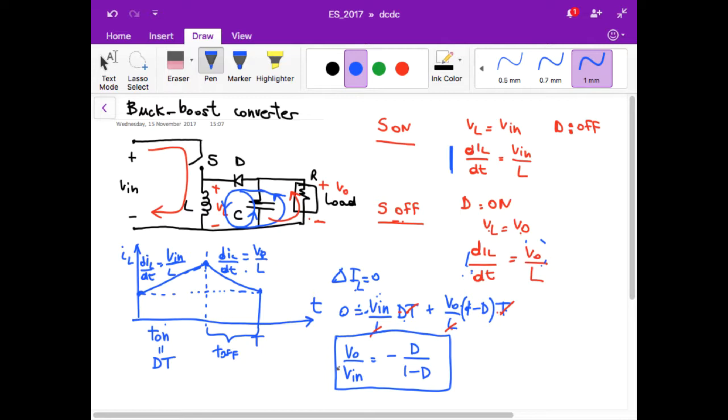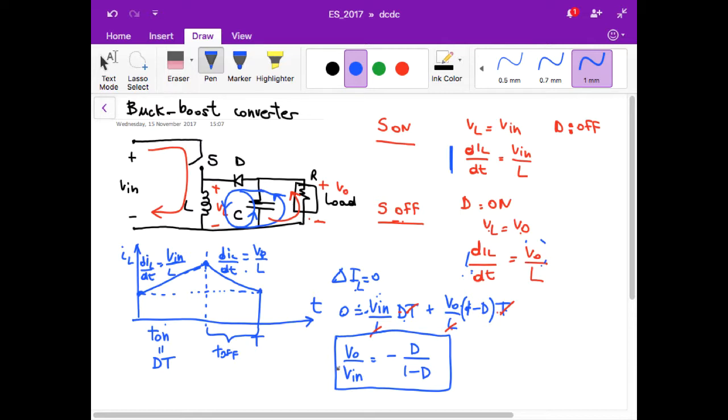Okay, this is clear. As you can see, we have a minus sign. Since D is between 0 and 1, the ratio is always positive, and therefore VO over V in is always negative, which of course is intuitive with reference to what we have said up to now. We always invert the sign of the voltage, and you can see that, depending on the value of the duty cycle, we can have an output voltage which is larger or smaller than V in in absolute values.